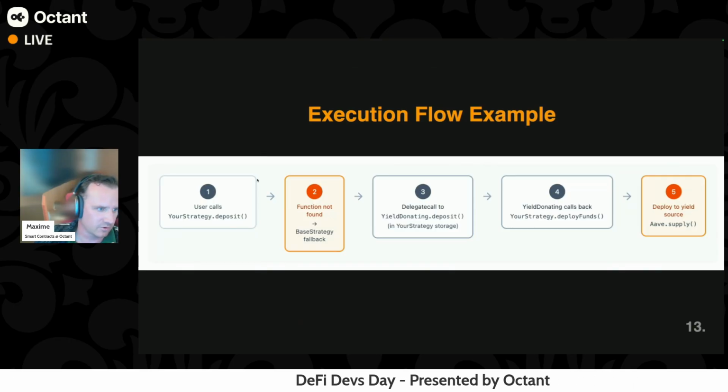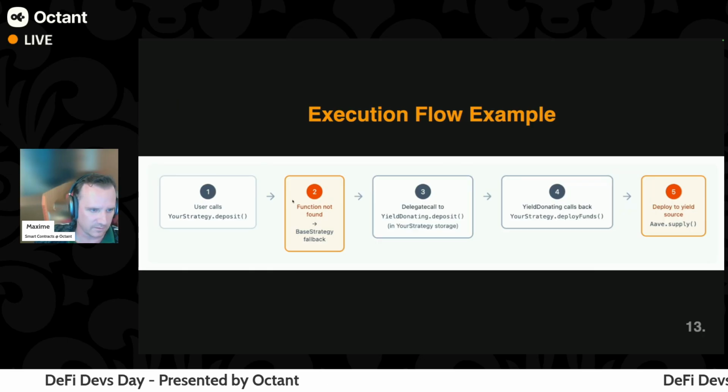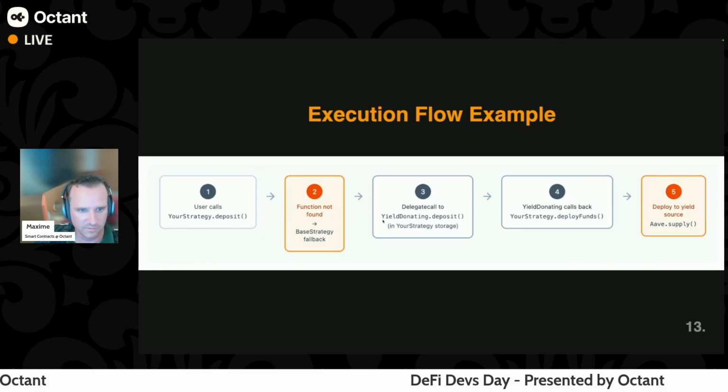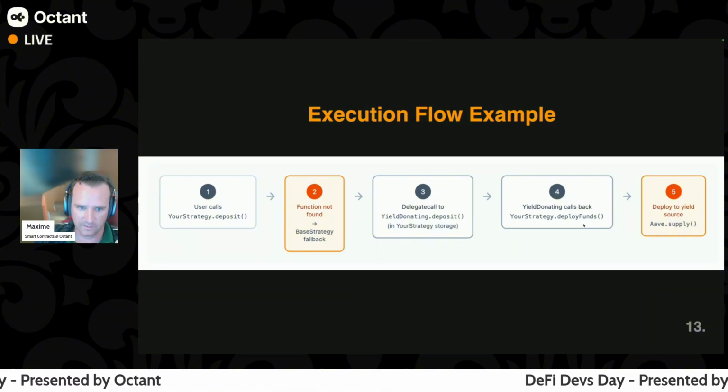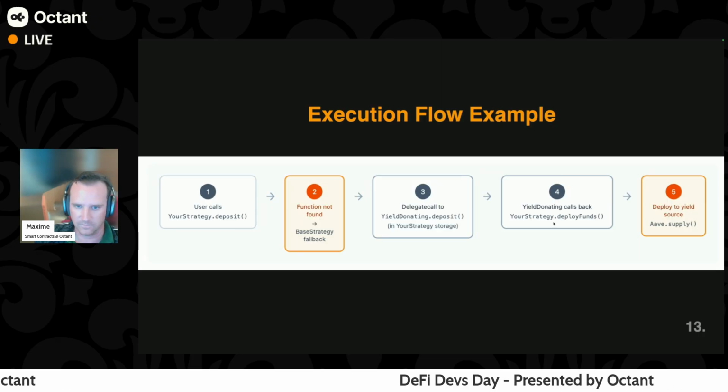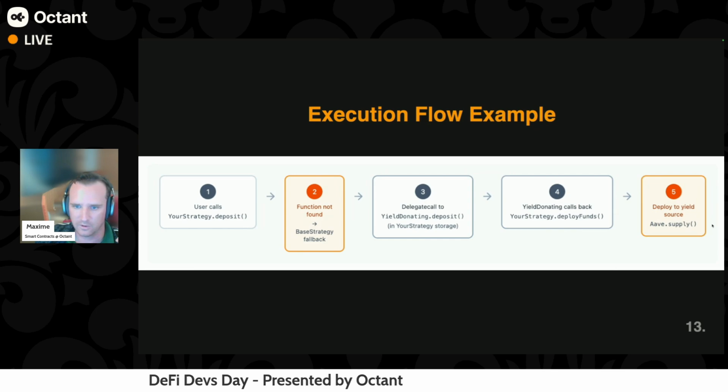So here's the execution flow. If your user calls deposit on your strategy contract, it will not find it. So it will go to the base strategy fallback, which will delegate the call to the yield donating deposit function. And the yield donating contract will call back your strategy deployFunds function so that it knows how to actually deploy the funds to your yield source.